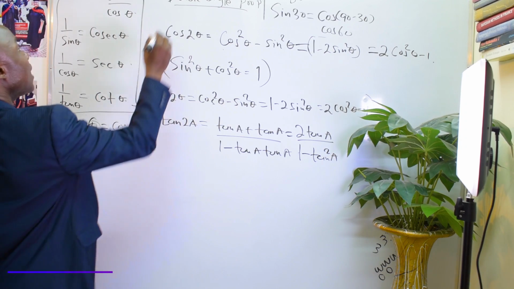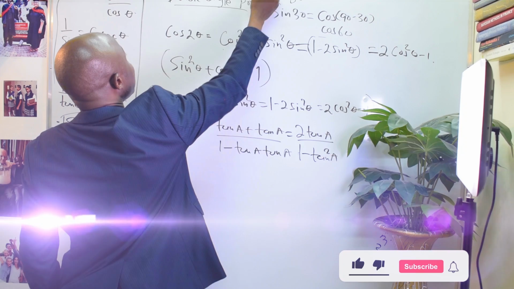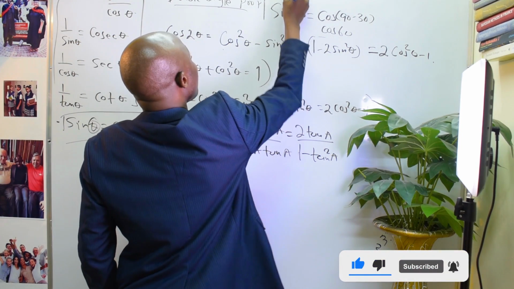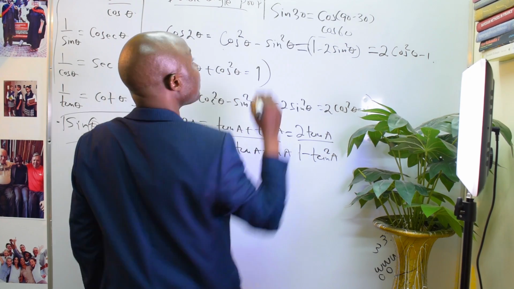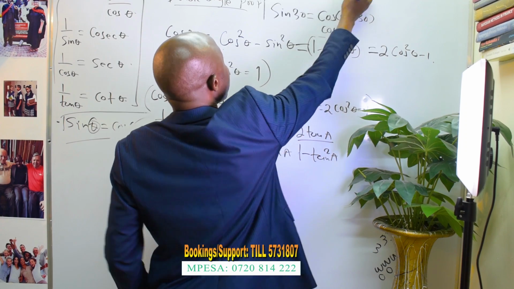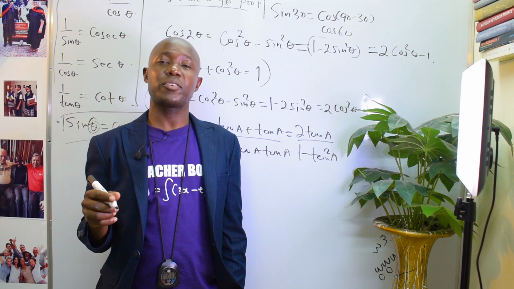For example, if somebody puts for you sine squared theta, it is the sine of theta, then you square your answer. If somebody asks you, what is sine squared 60? It's like taking the sine of 60, then squaring it. But sine of 60 is 0.866. What do you get when you square 0.866?